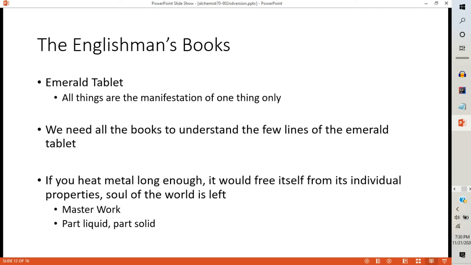And the soul of the world is connected to the universal language that we've heard a lot in this book so far. It says here, the soul of the world allowed them to understand anything on the face of the earth, because it was the language with which all things communicated. They called that discovery the Masterwork. It was part liquid, part solid.